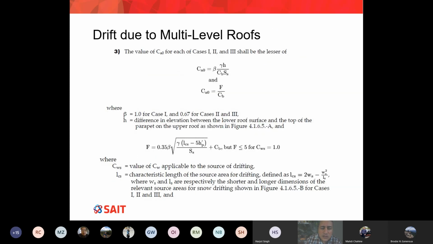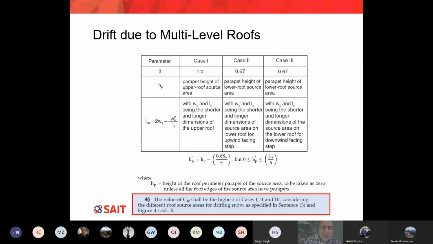So what is H_B'? It is simply in the next slide, and H_B' is connected to the H_B. You can think about it as a modified height of the parapet, and you can see H_B' is equal to H_B minus 0.8 S_S divided by gamma, and it has to be more than zero, and it has to be less than L_CS over 5. Guys, please take a note.